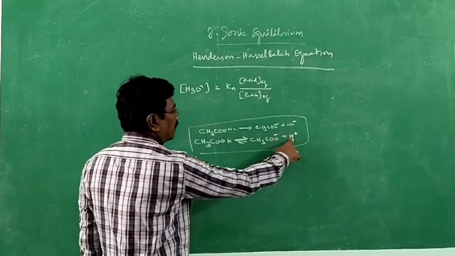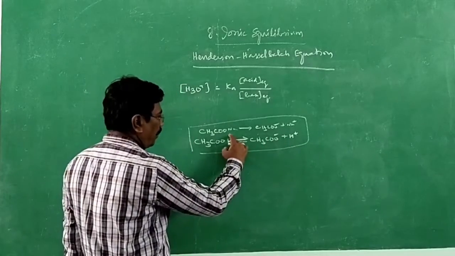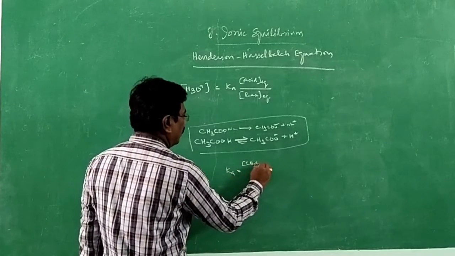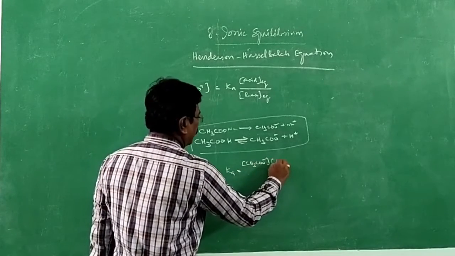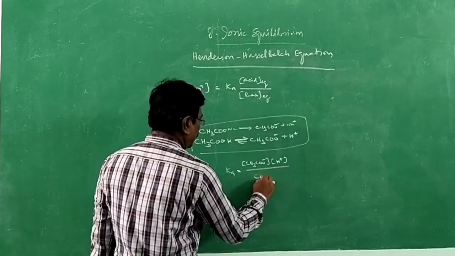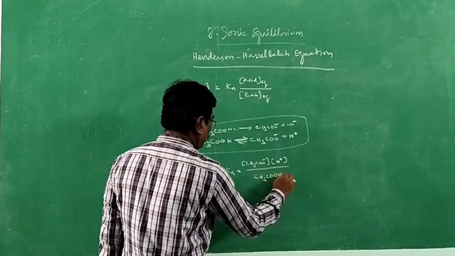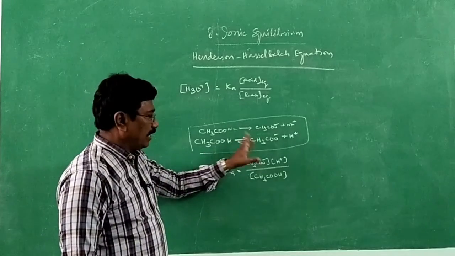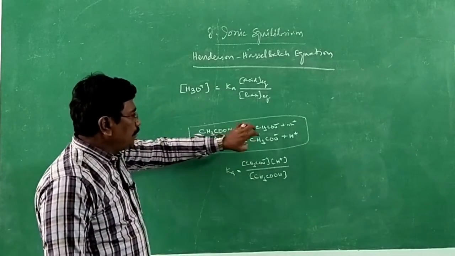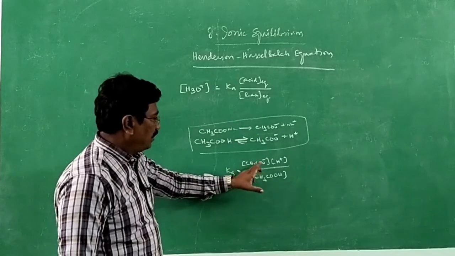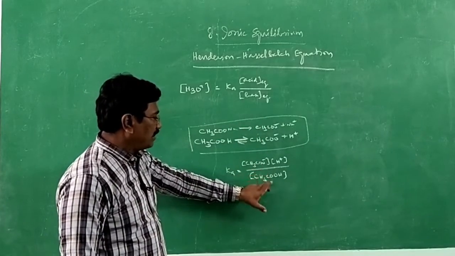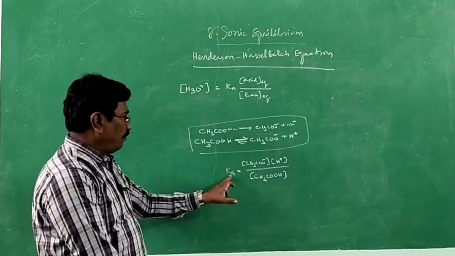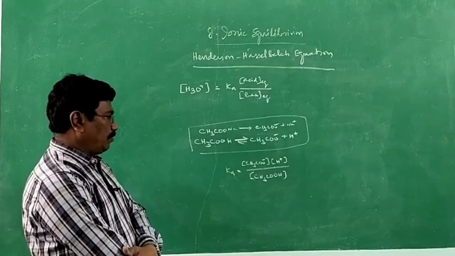If we want to get the hydrogen ion concentration, let me find out the equilibrium constant value. Ka is equal to the concentration of acetate ion into the concentration of hydrogen ion divided by the concentration of acetic acid. Of course, acetate ion concentration will be higher. At equilibrium, how much acetate ion and how much acetic acid is available? Based upon that, we will be finding the value of ionization constant Ka. That's what we have seen.